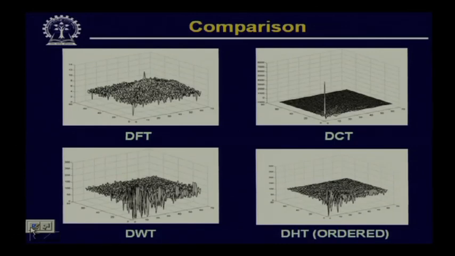Now, by comparing all these 4 different results, you find that the discrete cosine transformation has the property of strongly concentrating the energy in very few coefficients. So, the energy compaction property of discrete cosine transformation is much more compared to the other transformations, and that is why this discrete cosine transformation is very popular for data compression operations, unlike the other cases.